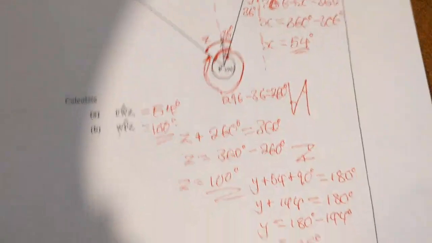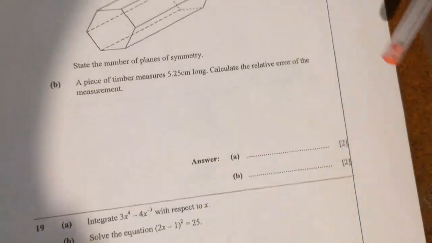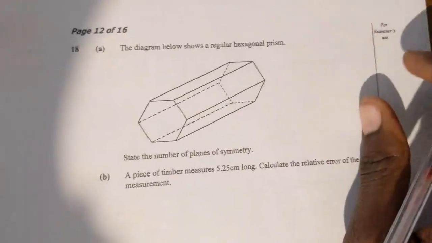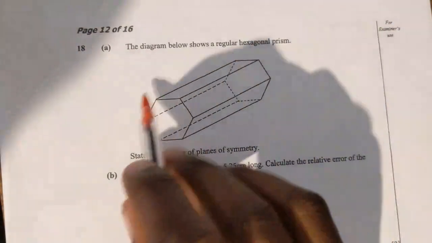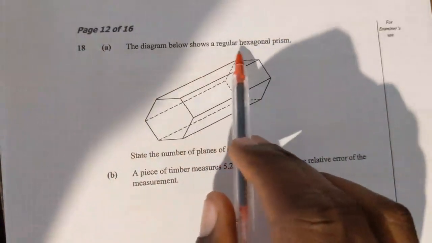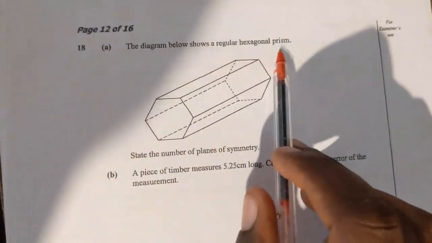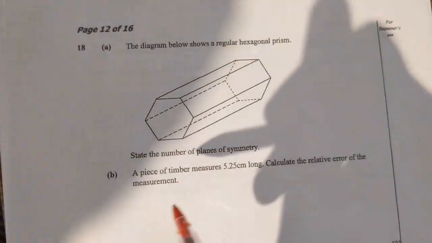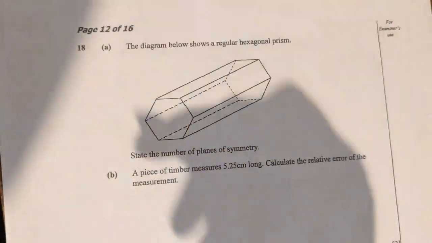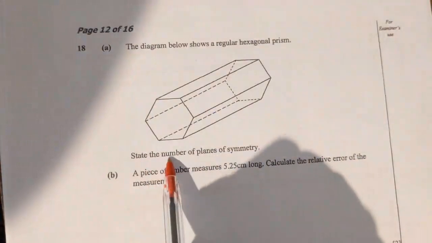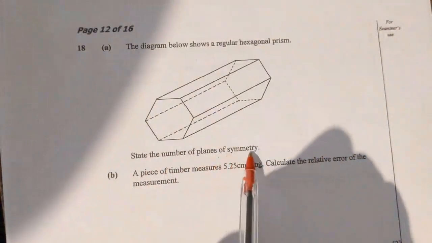I hope you've understood. Okay, so then from here now you have this question, which is question 18. Question 18 is saying that the diagram below shows a regular hexagon prism. Okay, hexagon prism, then they are saying that state the number of planes of symmetry of the hexagon.